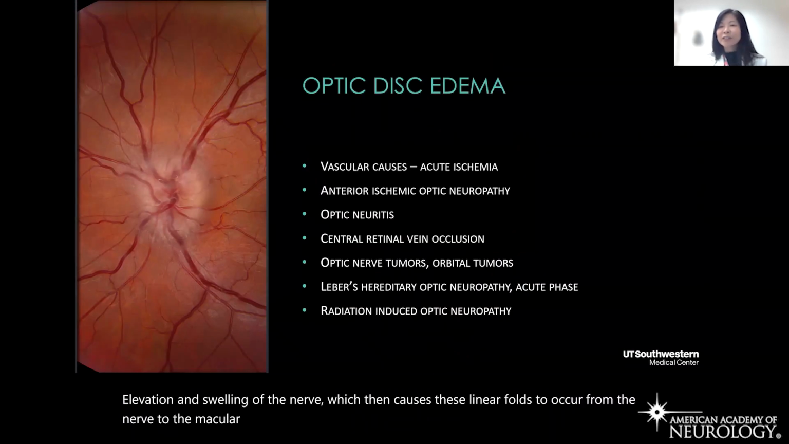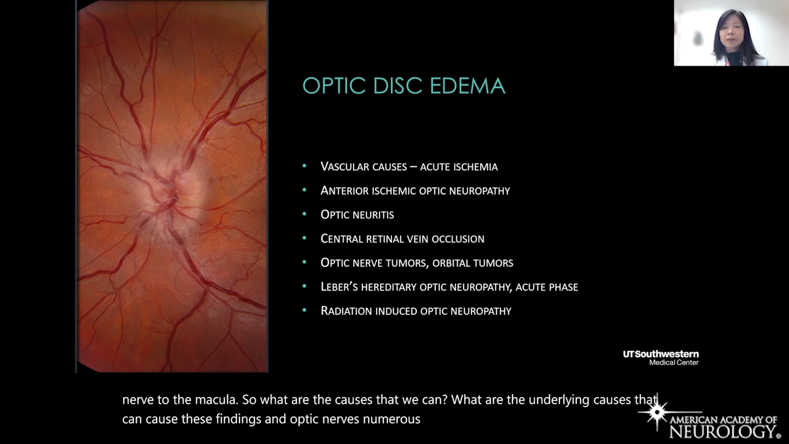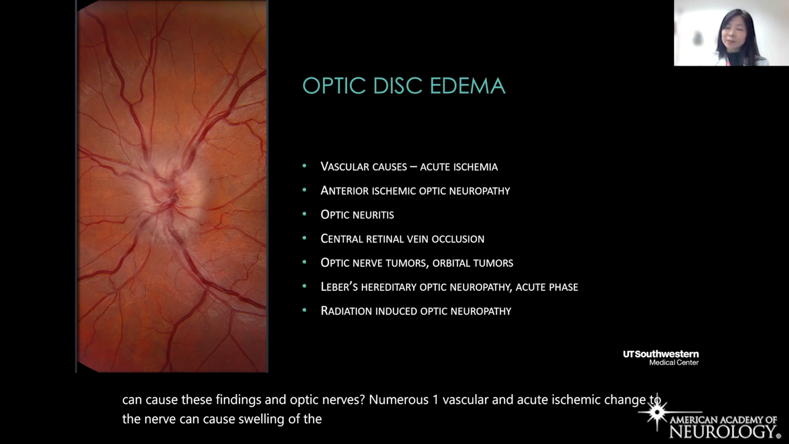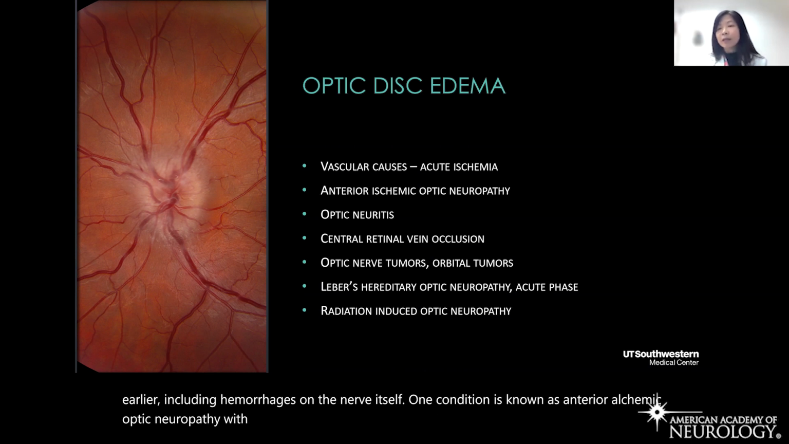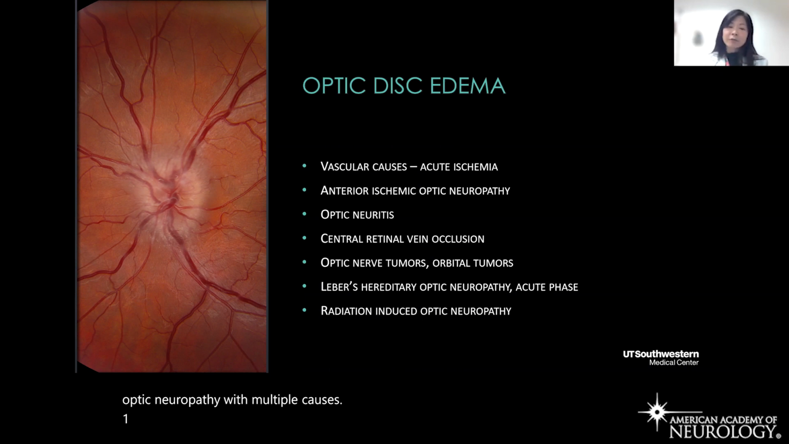So what are the underlying causes that can cause these findings in optic nerves? Numerous. One, vascular and acute ischemic change to the nerve can cause swelling of the nerves, which causes all the findings that we talked about earlier, including hemorrhages on the nerve itself. One condition is known as anterior ischemic optic neuropathy, with multiple causes. One can be arteritic versus non-arteritic.